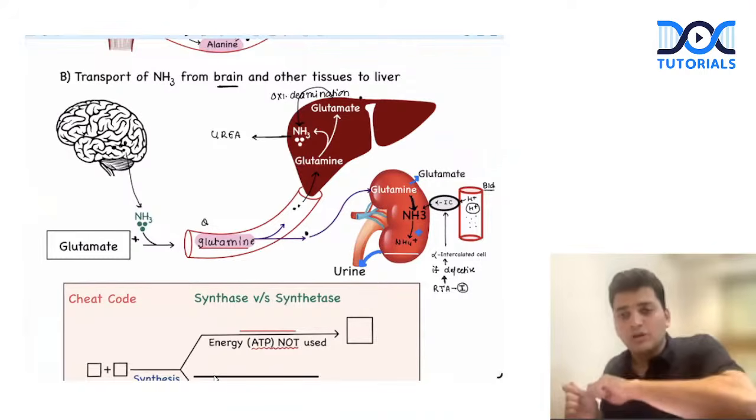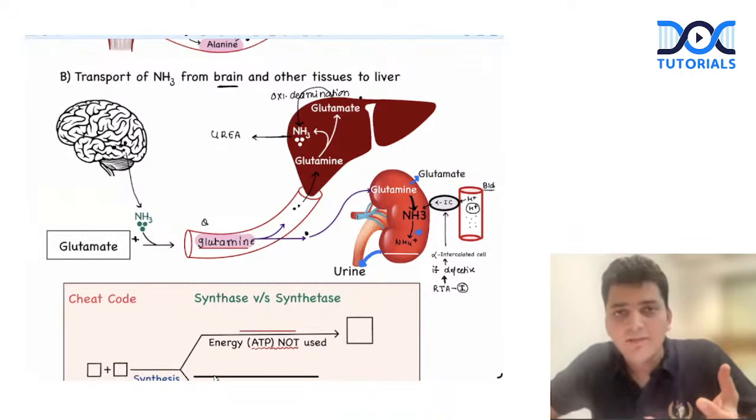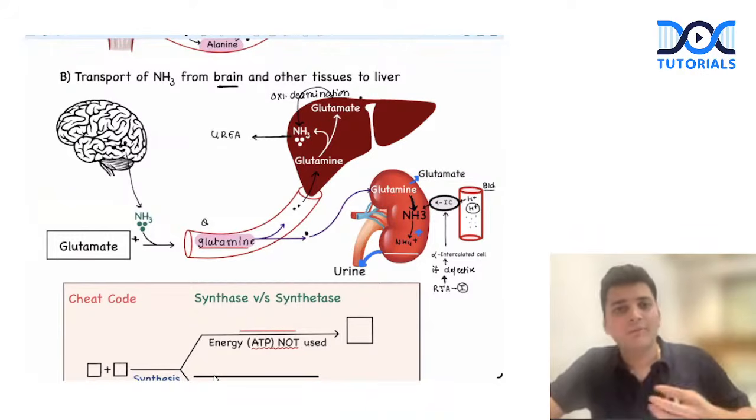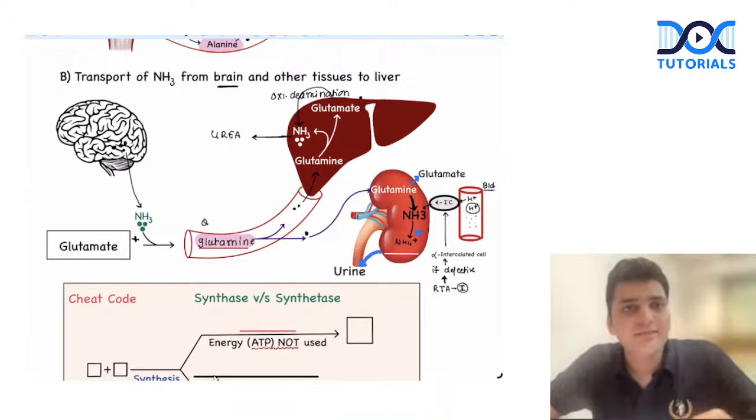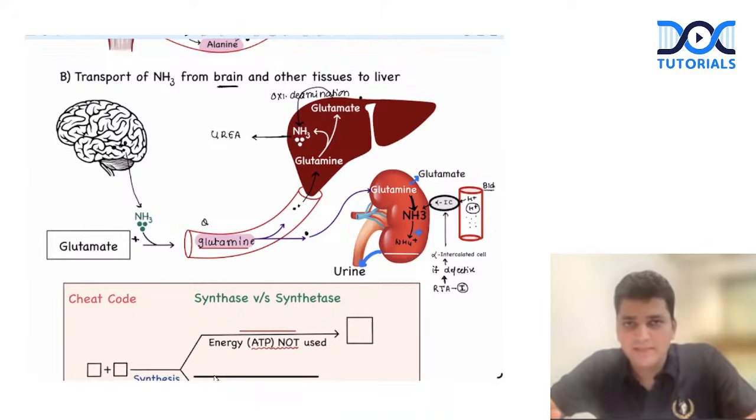The first step, you convert all the amino acids into what? Glutamate. Can you tell me, when you convert all the amino acids into glutamate, the name of the enzyme was transaminase. What was the coenzyme? B3, B5, B6. What was the coenzyme for transamination? B6. And what was one weird mnemonic that we have used?